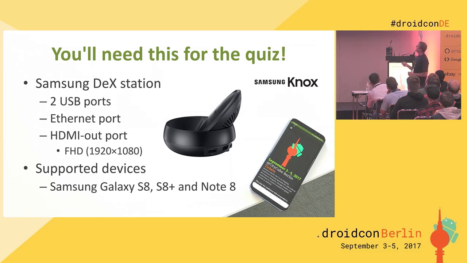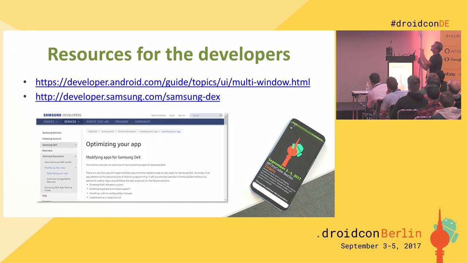And that's it. I think, well, one more slide. So where to look for resources? Well, your first resource is to go to developer.android.com and look at how to build multi-window apps. That's pretty much all you need to know.